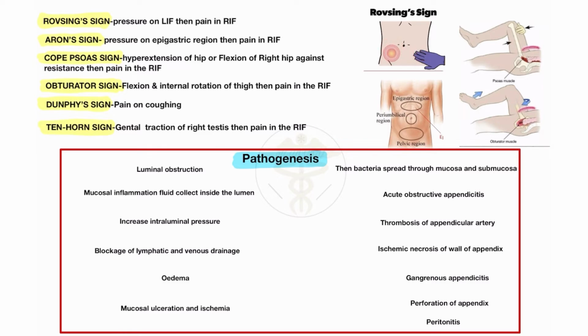So these are called Rosin sign, present in the patient. First you will see it in the patient. Second is the Aron sign. Aron sign is pressure on the epigastric region of the patient. Then the patient also feels pain in the right iliac fossa.